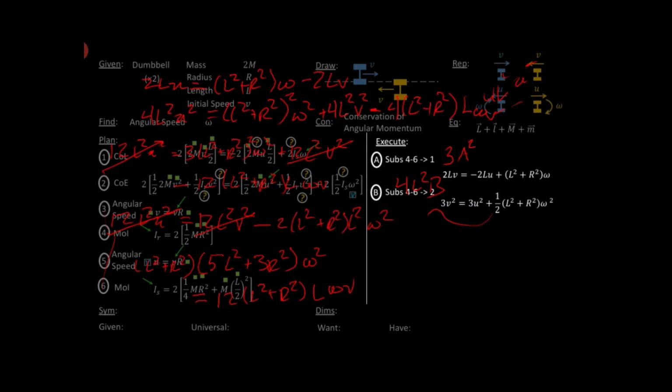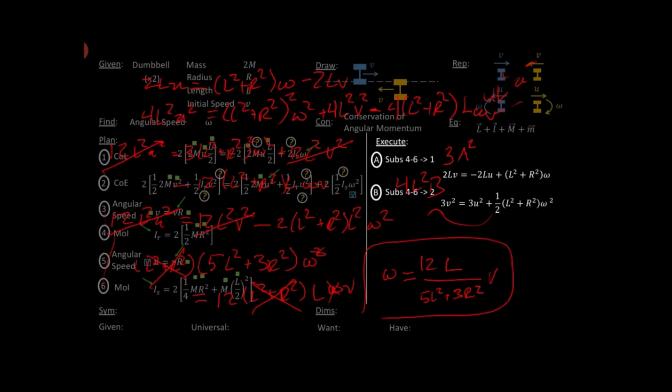Okay, what can we cancel? We can cancel the L squared plus R squared. We can cancel one of those omegas, which means we have omega on this side. We can divide through by the 5L squared plus 3R squared. We have 12L, let's see. Okay, and so we have an L on this side here times 12, and then we have to multiply by V. So that is our answer.